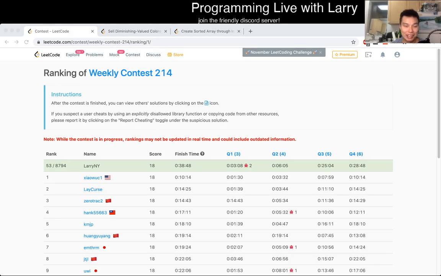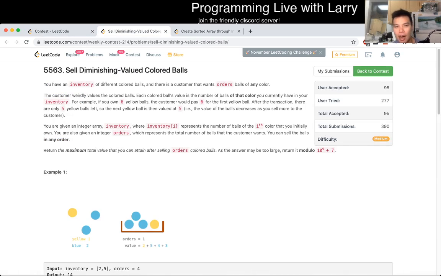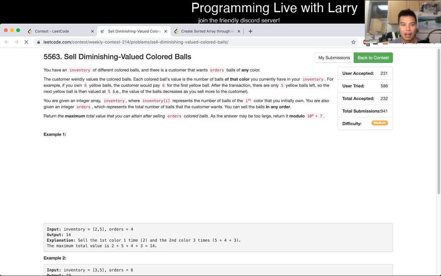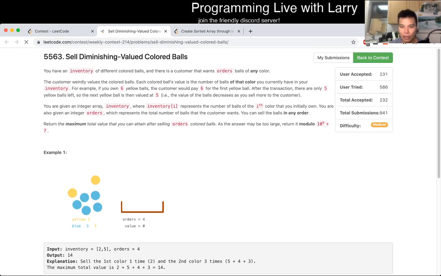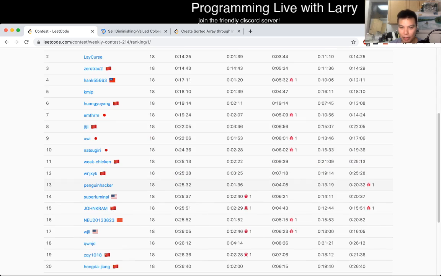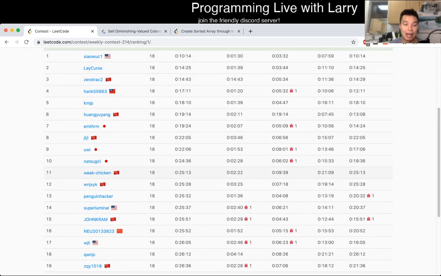This is me going over Q3 of the recent Weekly Contest 214, Minimum... Sell Diminishing-Valued Colored Balls. So this one was, I think, the hardest problem in the contest. Let me do a quick refresh to see how many people solved it. About 200 people solved it about an hour in. If you look at the high score, a lot of people took way more time on Q3 than even Q4, myself included. So definitely a very tricky problem, and we're going to go over it.